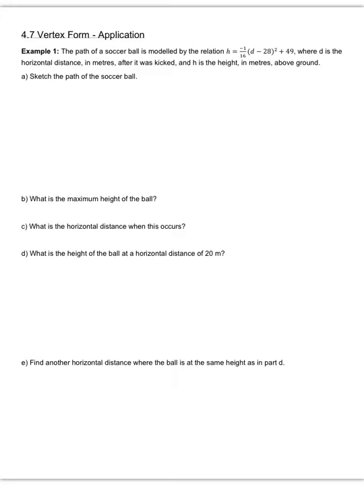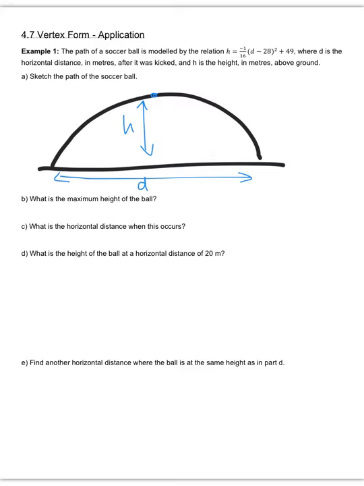Okay, so let's draw a little diagram of what's happening here. Excuse my asymmetrical parabola here, it's supposed to be perfectly symmetrical. So here we have our d, which is our horizontal distance, h is our vertical distance, and we also know the vertex, right? So we know the vertex is going to be (28, 49), based on the equation. And if you look at the a value, it's negative, and you can tell that there's some kind of vertical compression. And so you know it's opening down because we have a negative a value.